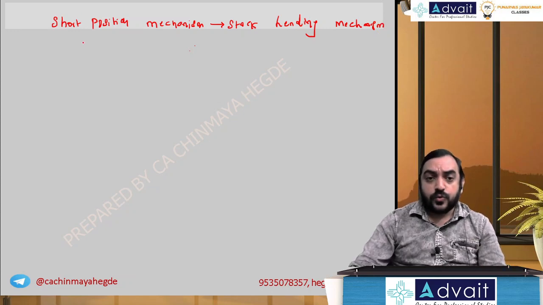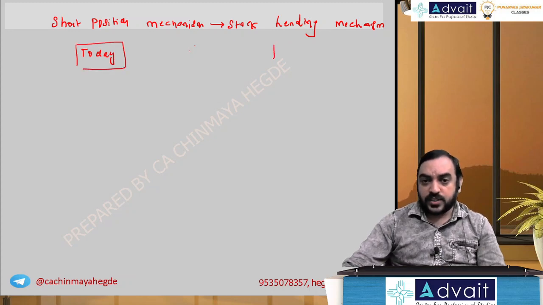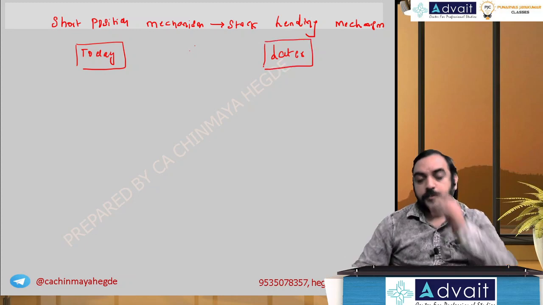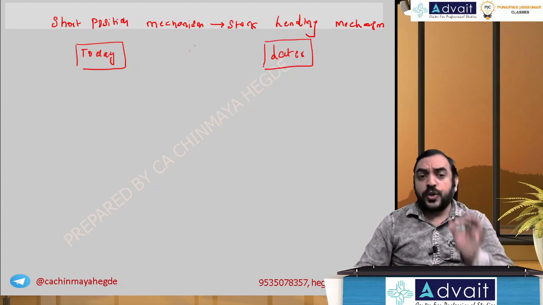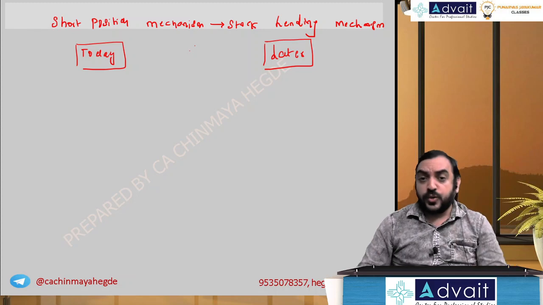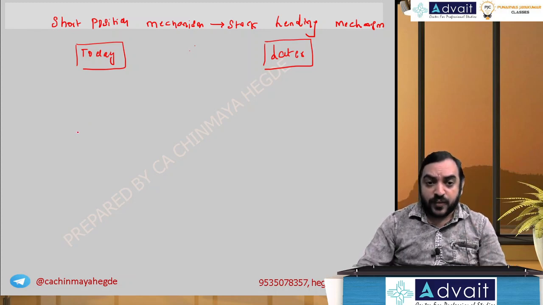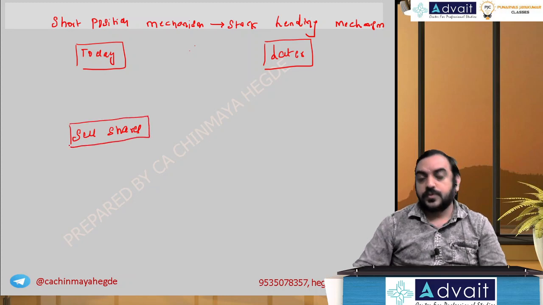Okay, so what transactions you do today and what transactions you do later. Now, what is the first thing I told you? In a short position today, what should I do? Today I have to sell, right? We have to sell shares.